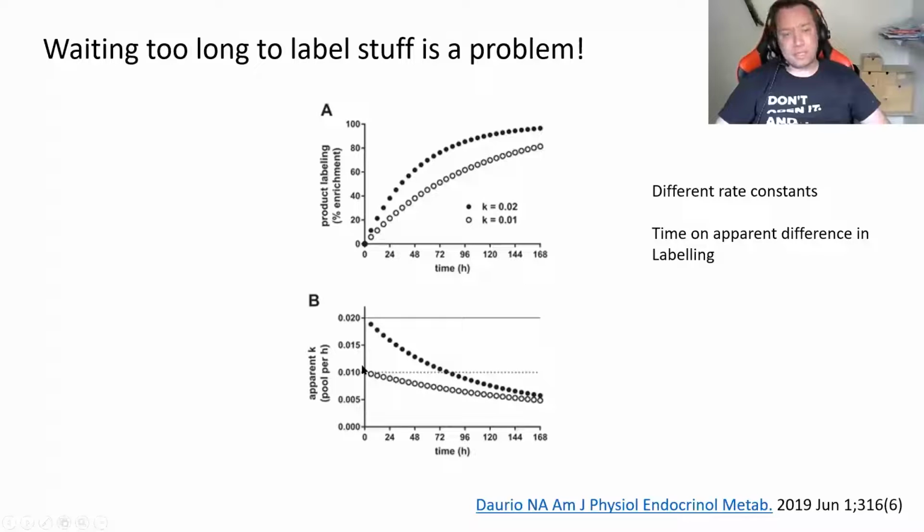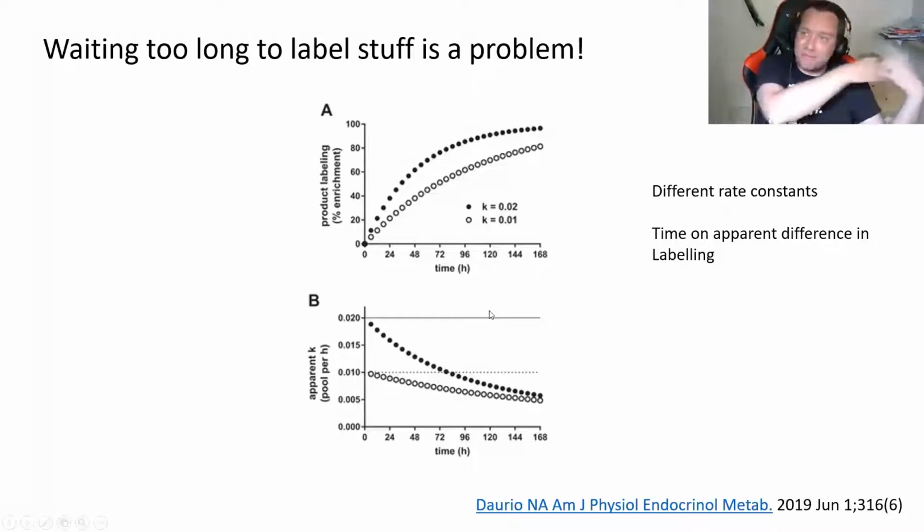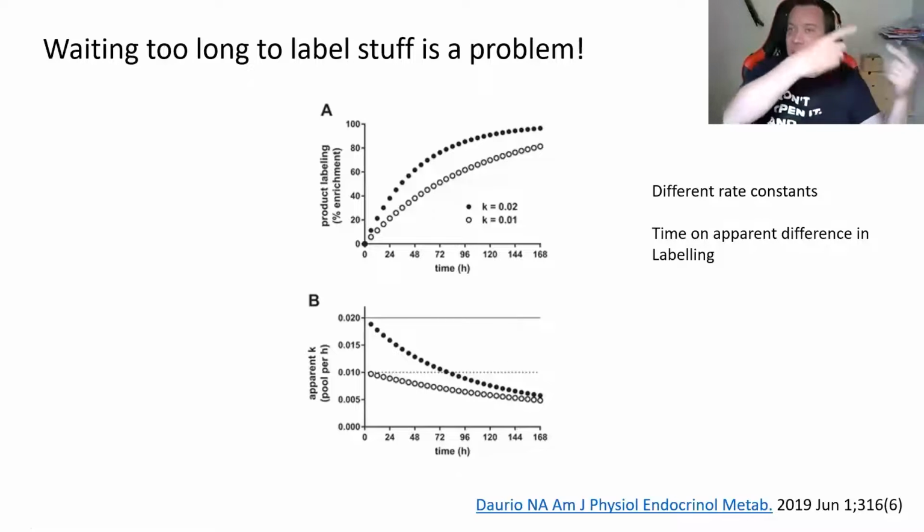So what happens is, therefore, your apparent rate constant, how fast things are happening, falls as a function of how much has got labeled. So we're estimating 58% is newly synthesized. In the phospholipids, it is probably even higher.